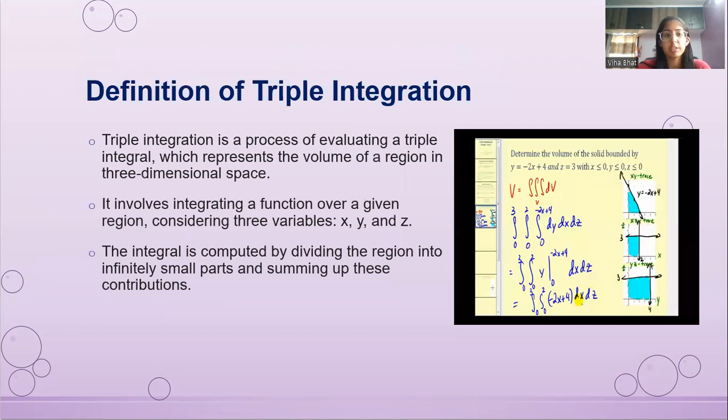So what is triple integration? Triple integration is a process of evaluating a triple integral which represents the volume of a region in three-dimensional space. It involves integrating a function over a given region considering three variables, x, y, and z. It can also be any other variable like a, b, c, or anything else. The integral is computed by dividing the region into infinitely small parts and summing up these contributions.